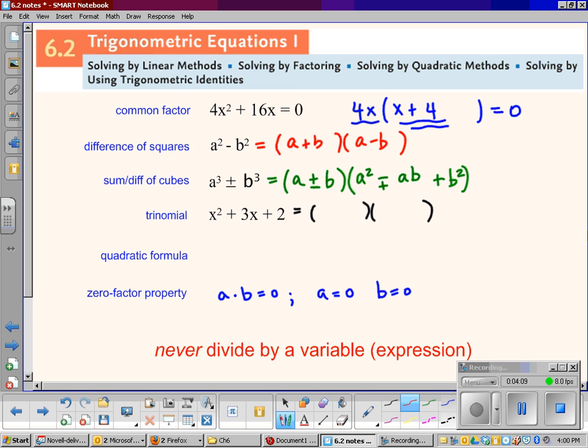One thing that you have to remember is to never divide by a variable expression. If you divide by a variable expression, then you eliminate solutions that are valid for your equation, and you never notice that they're gone. They just don't show up. So never divide by a variable expression.